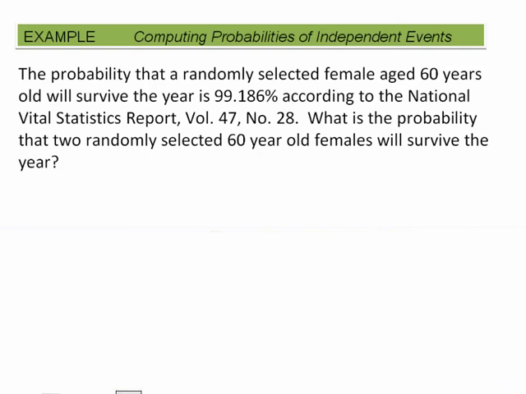What is the probability that 2 randomly selected 60-year-old females will survive the year? So here is essentially what we have. Probability first survives and second survives. We need to ask ourselves whether or not these two events are independent. In other words, does the survival of the first woman have anything at all to do with the survival of the second woman?